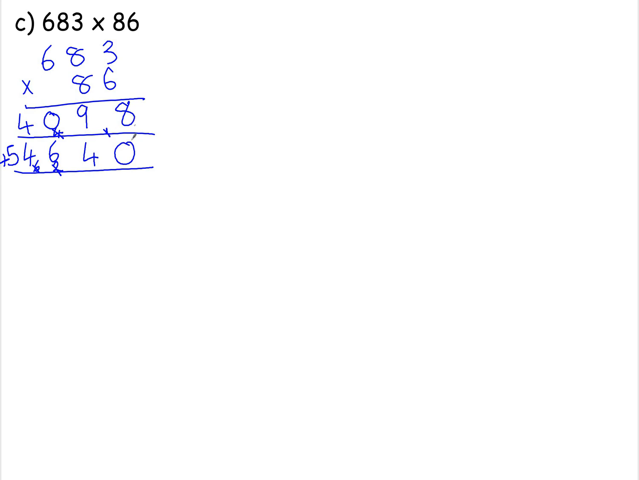Adding these two rows together, so that's going to be 8, that'll be 13, that'll be a 7, that'll be an 8, and this will be a 5. So your answer is 58,738.